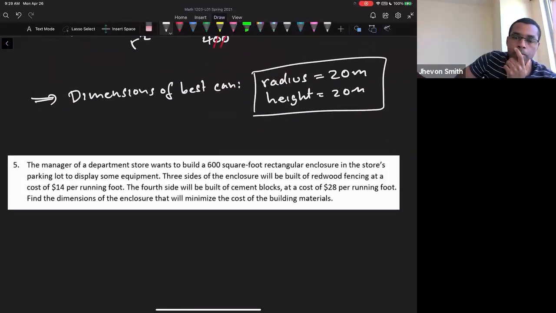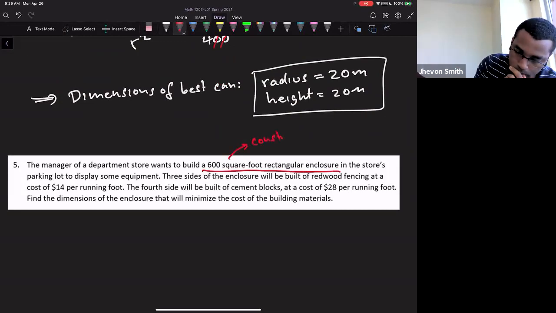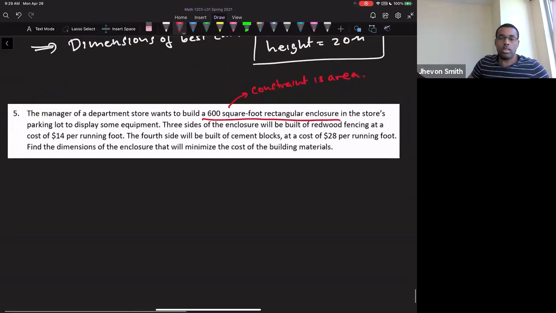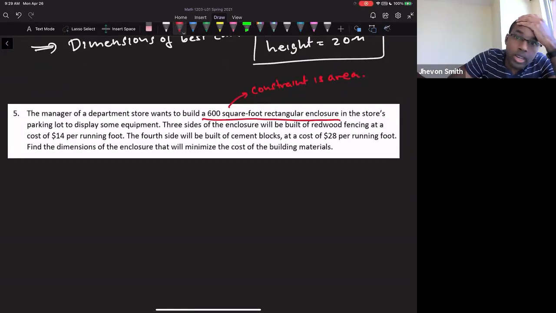Okay, last problem. Manager of a department store wants to build 600 square foot enclosure. So that's an area, right? Because it's square foot. So this constraint is area. So he wants to build a 600 square foot rectangular enclosure in the store's parking lot to display some equipment that obviously they want to sell.